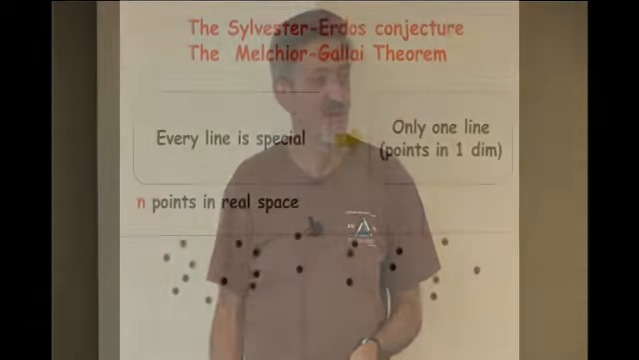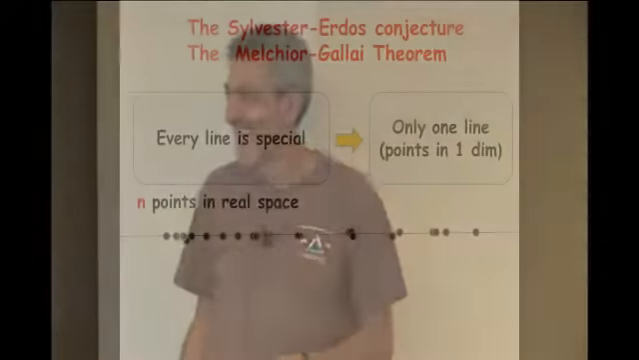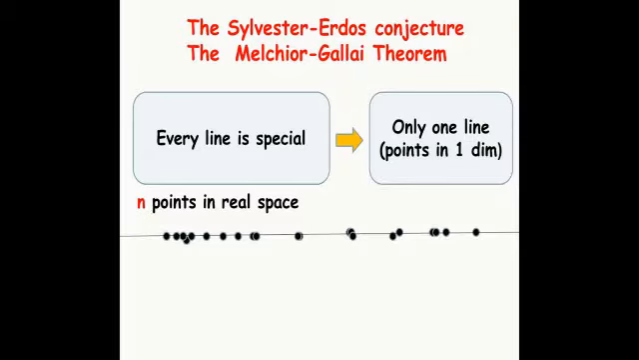Anybody has an example of a situation where this will happen? Yeah, very good. So definitely, if all of them are on a line, this will happen. Any other example? Good, because there is no other. That's the only way this can happen. So this is the theorem.